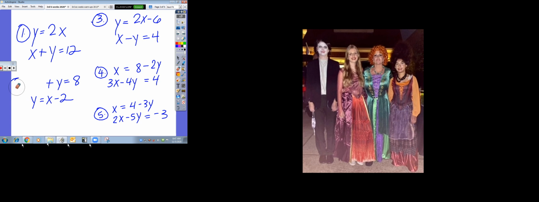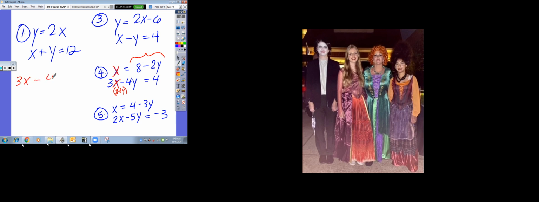Okay, hold on one second. I have a question on number 4. Let's do number 4, and then we'll go back to number 1. All right, number 4. X is the same exact thing as 8 minus 2y, right? So this x is going to come out, and I'm going to put 8 minus 2y in its place. What do I have to do with that 8 minus 2y, though? I have to put it in parentheses.